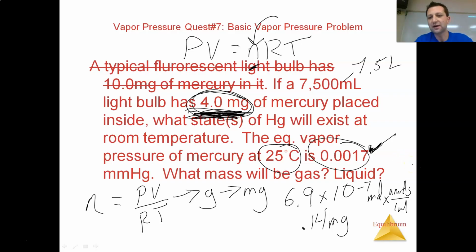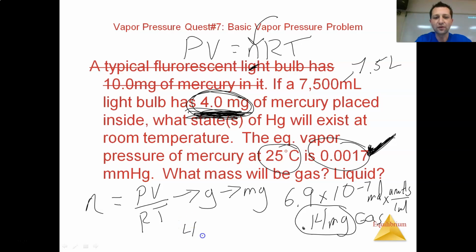So put 1 gram on the bottom, 1,000 milligrams on top, solve. So 0.14 milligrams is how much mercury you need to create this partial pressure right here. Okay, so 0.14 milligrams is in the gas state because partial pressure, vapor pressure comes from the gas state, right? So the rest of it is in the liquid state.